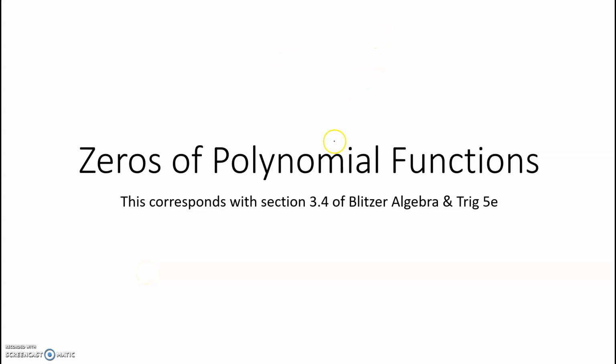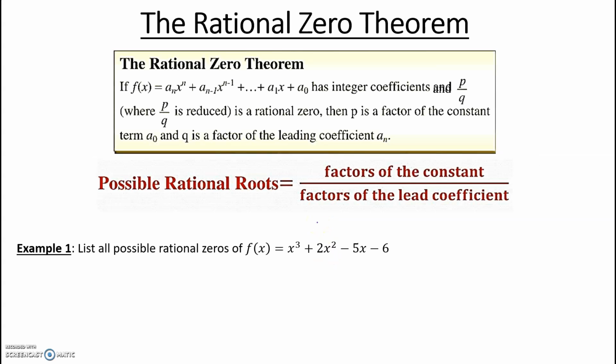All right, today we're going to be finding zeros of polynomial functions. And we're going to be using all the stuff that we learned yesterday. So we're actually going to be using a lot of synthetic division today. And this goes with section 3.4 in your book.